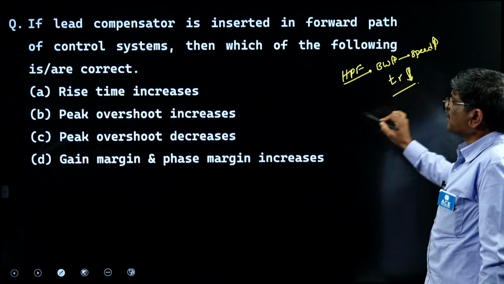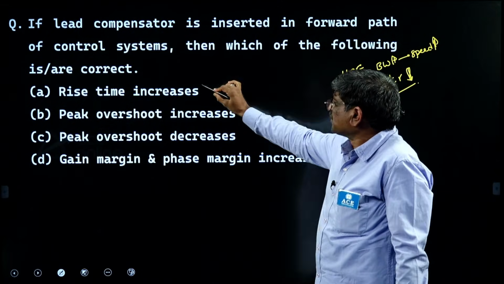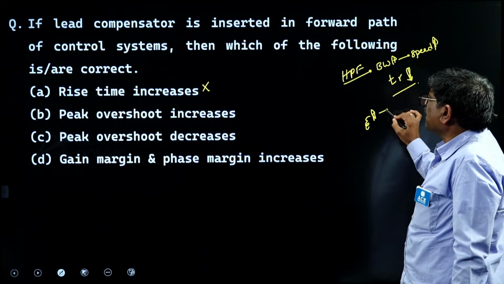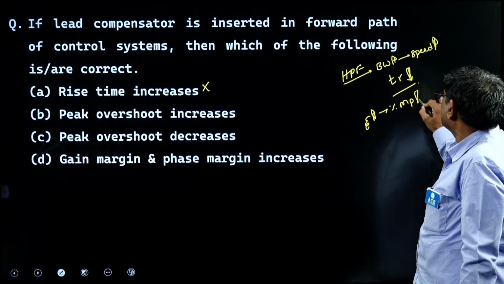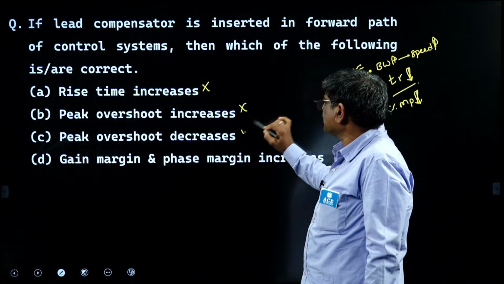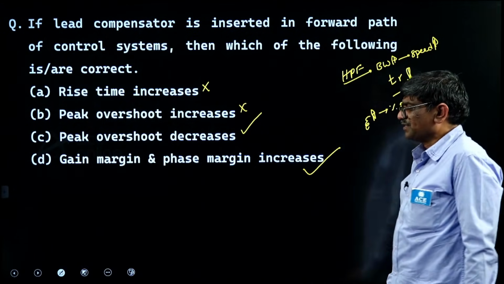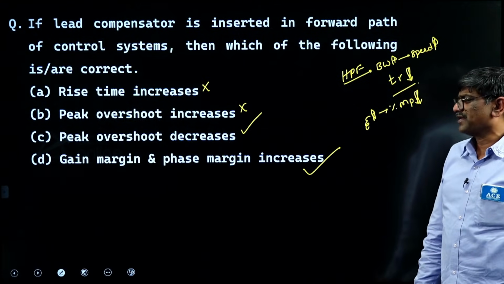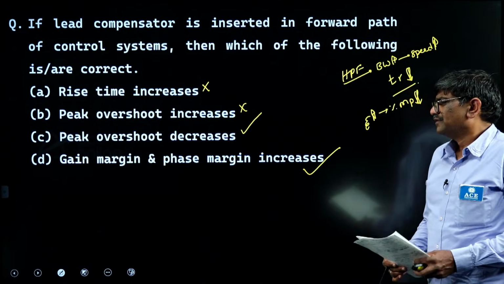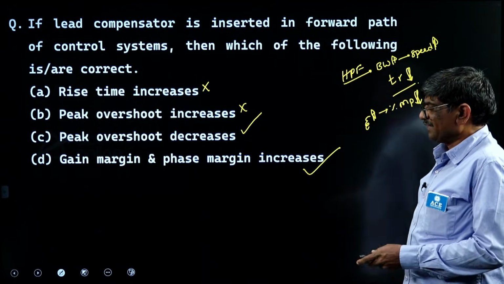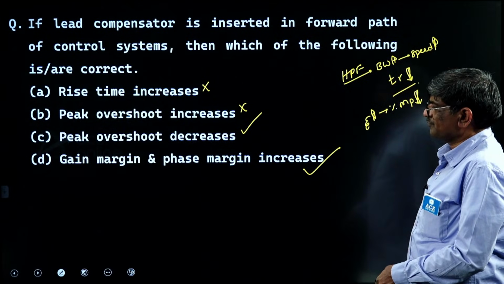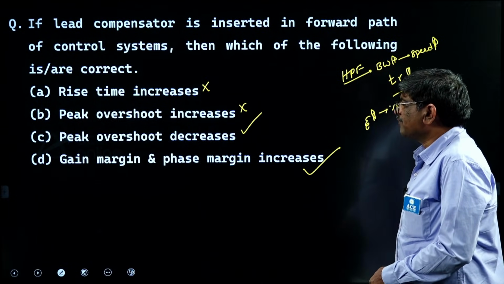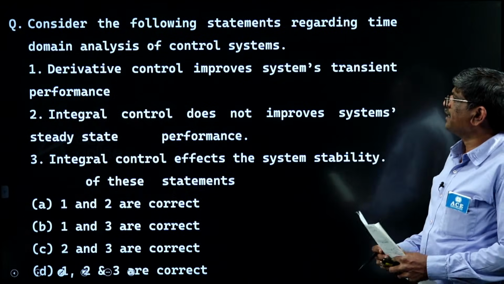Decrease. So rise time decrease means the first one is wrong. And high pass filter generally increases zeta. Zeta increase means percentage peak overshoot decreases. So that means this is wrong. This is correct. Gain margin, phase margin: the system is going to become more stable. Gain margin and phase margins increase. Okay? Next. C and D. Now solve this, all of you. Tell the answers.